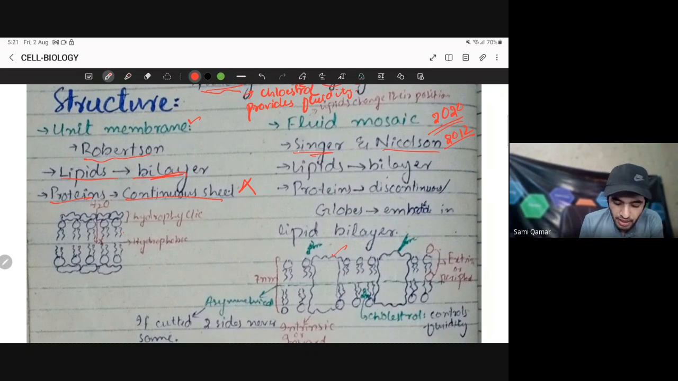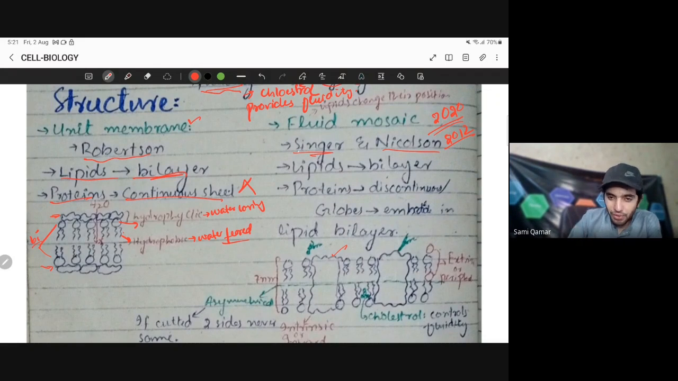Understand this. He said this is supposed to be the lipid bilayer, and these are supposed to be the protein sheets. Now, a phospholipid has two parts. The head is hydrophilic and the tail is hydrophobic. Hydrophilic means water loving, and hydrophobic means water fearing. It is afraid of water.